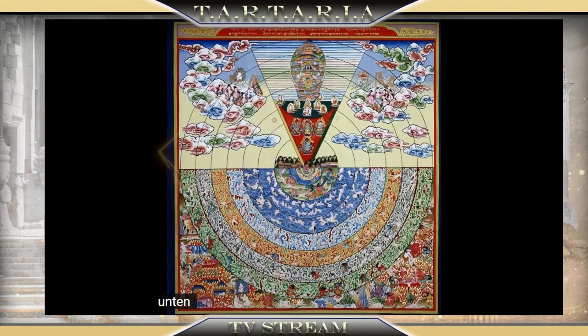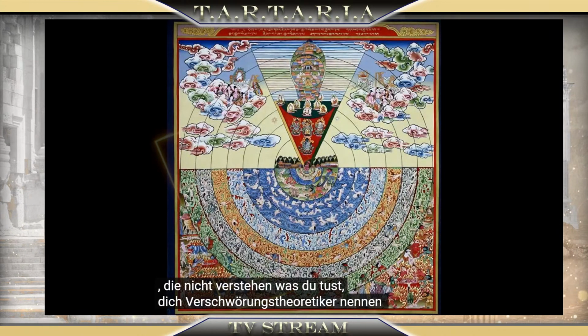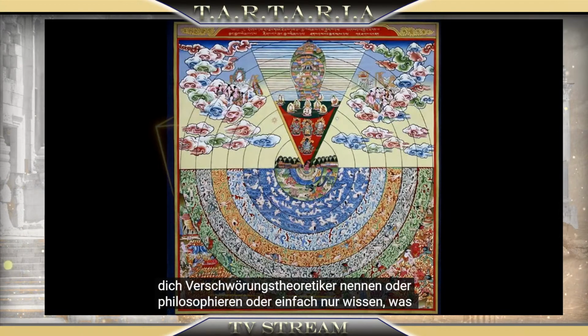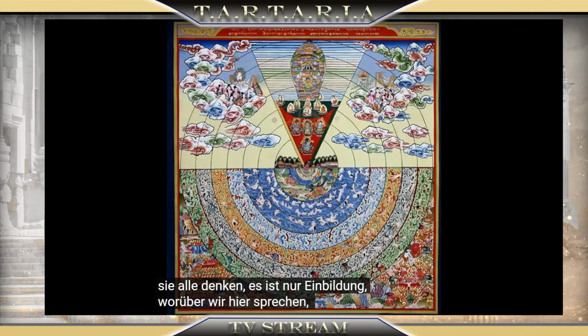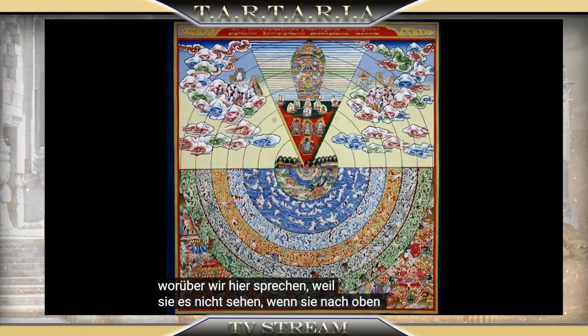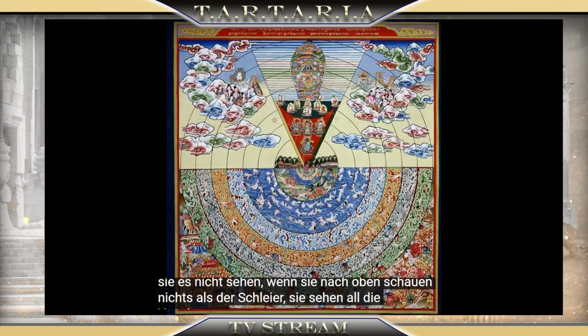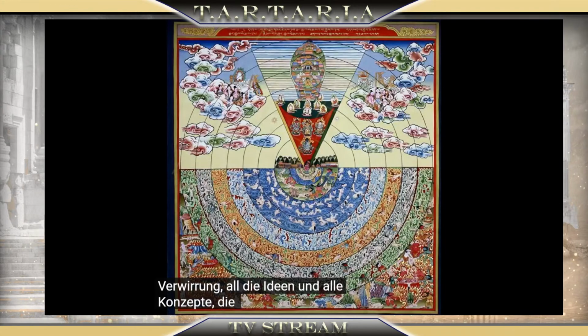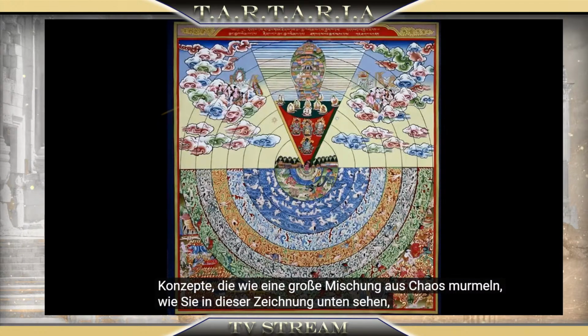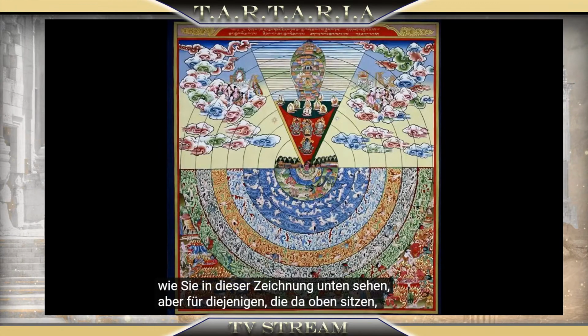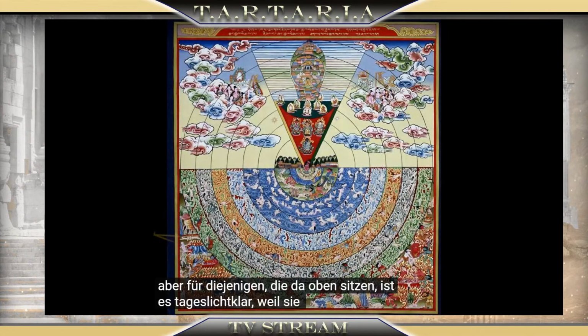And then what happens is the people who are down there who don't understand what you're doing call you a conspiracy theorist or a philosophizer or just, whatever. They all think it's just imagination, what we're talking about here. Because when they look up, they see nothing but the veil. They see all the confusion, all the ideas and all the concepts murmuring like a big blend of chaos like you see down in that drawing. However, for the ones sitting up there, it's clear as daylight because they've seen it.